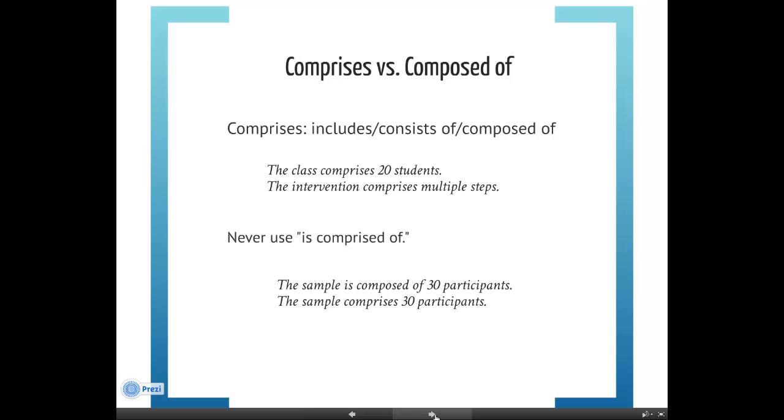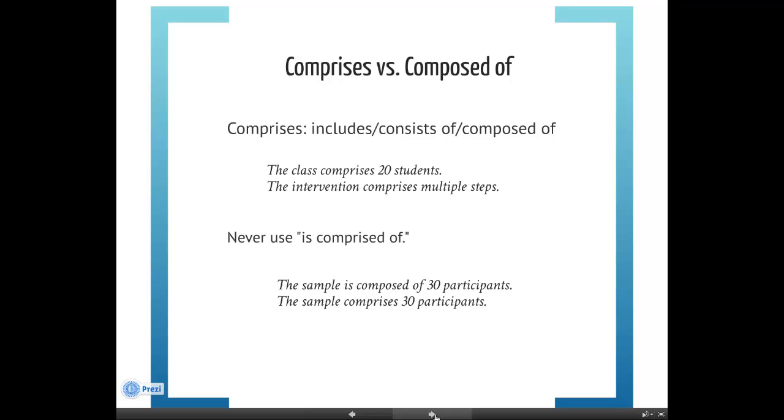Several other words and phrases are commonly misused in research writing, and thanks to Dr. Jim LaBeouf for providing some of these. An example is comprises. The word comprises means includes or consists of. Thus, the class comprises 20 students. The intervention comprises multiple steps, etc.